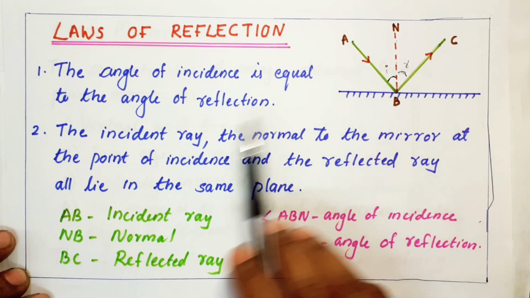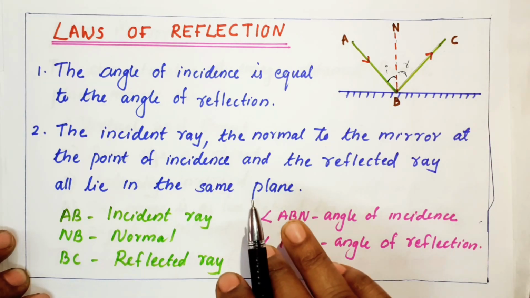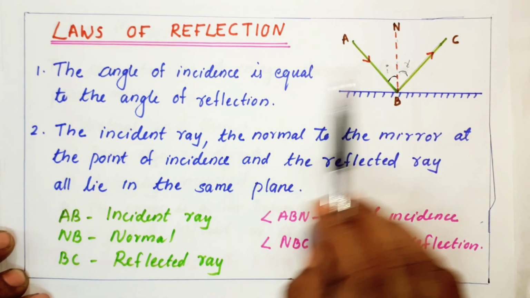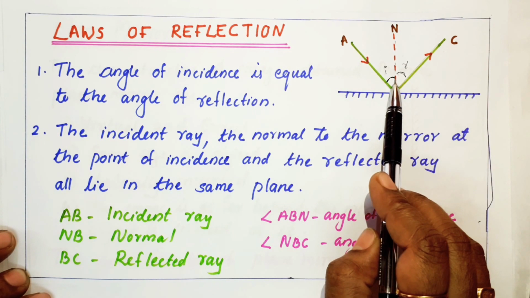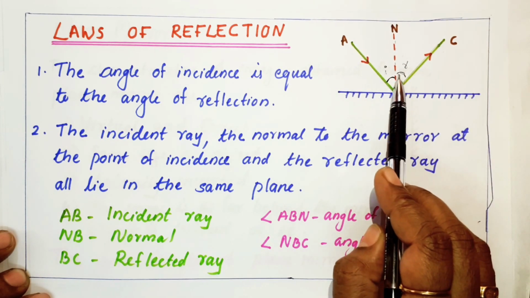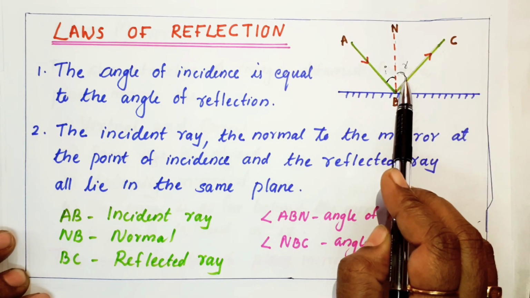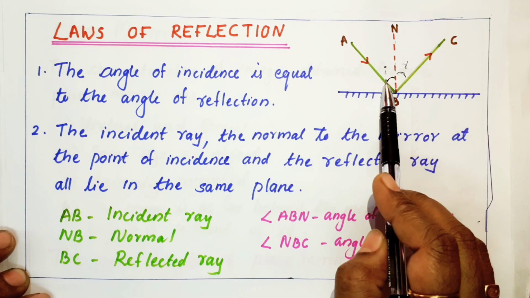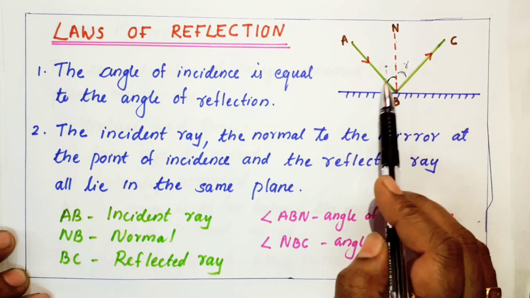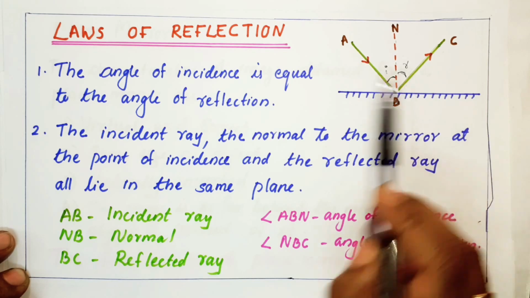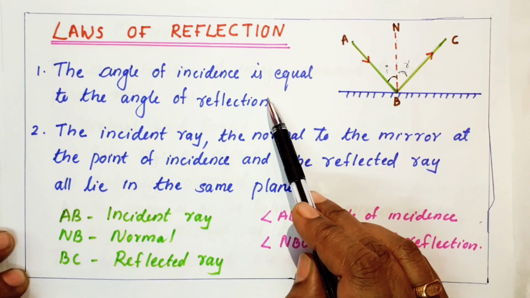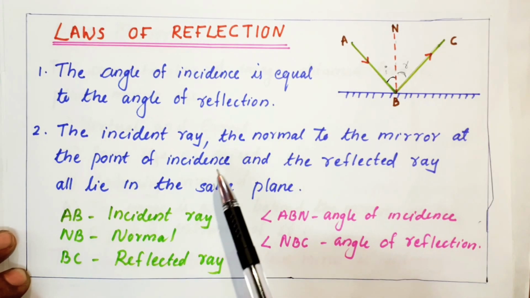With this, we have two important laws. The first one is that the angle of incidence is equal to the angle of reflection. So this angle should be equal to this angle. So I is equal to R. Angle of incidence is equal to angle of reflection.